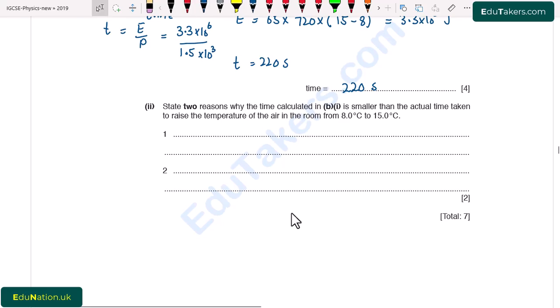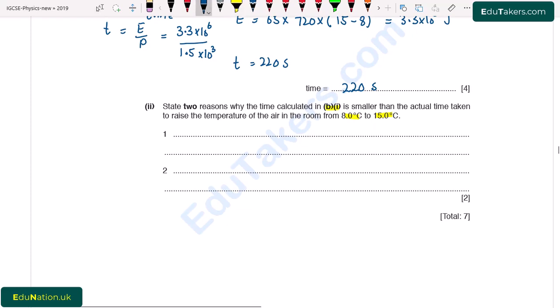Part 2. State 2 reasons why the time calculated in B part 1 is smaller than the actual time taken to raise the temperature of the air in the room from 8 degrees C to 15 degrees C. So the time that we calculate is smaller than the actual time required to raise the temperature. It is because of the heat absorbed by the objects in the room and the time required to heat the air which might have entered the room through the slit. That's why the actual time is always greater than the time that we calculate here.